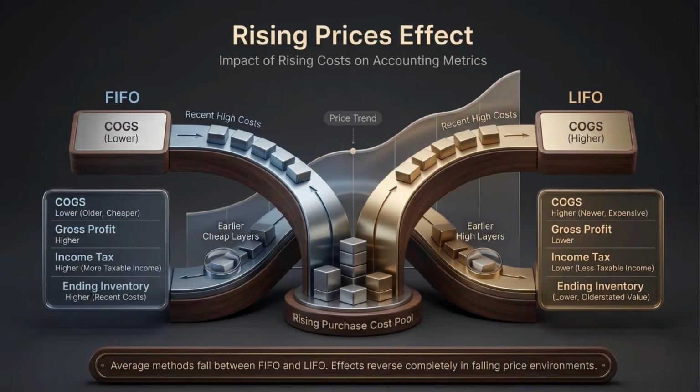When prices are rising, FIFO and LIFO move in opposite directions. FIFO sends older, cheaper costs to cost of goods sold, so cost of goods sold is lower, gross profit is higher, taxable income may be higher, and ending inventory reflects more recent higher costs. LIFO sends newer, more expensive costs to cost of goods sold, so cost of goods sold is higher, gross profit is lower, taxable income may be lower, and ending inventory contains older, cheaper layers. Average methods usually fall between FIFO and LIFO. In falling prices, the pattern reverses, so do not memorize the result without checking the price trend.